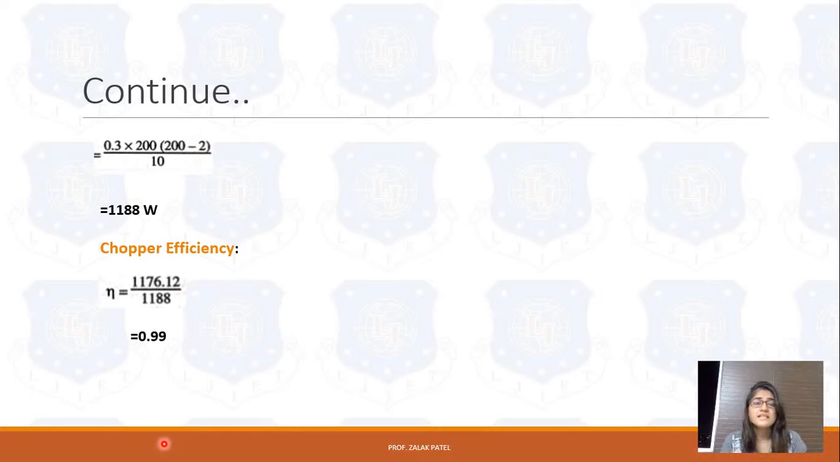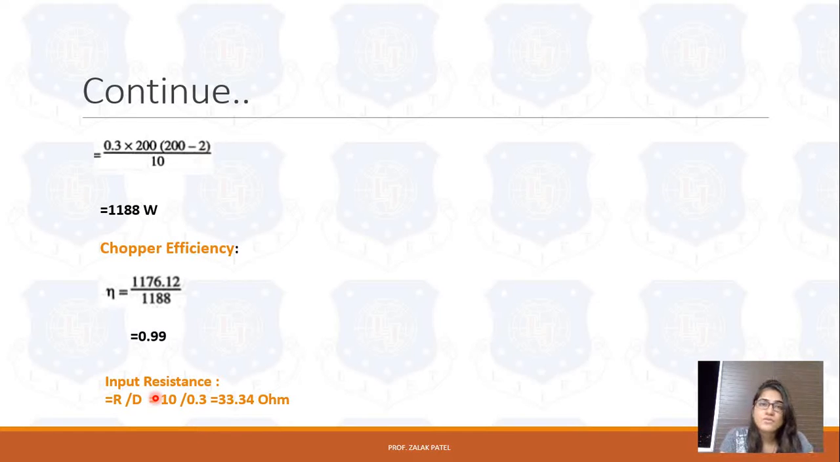You can also classify this according to its efficiency, which we will see later in this chapter. Now the input resistance is the second value that we have to find out. Input resistance is given by R upon D. The resistance value is given as 10, and the duty cycle is 30%, so in value form it is 0.3. So 10 upon 0.3 means 33.34 ohm. This is our input resistance value, and this is example number 2.